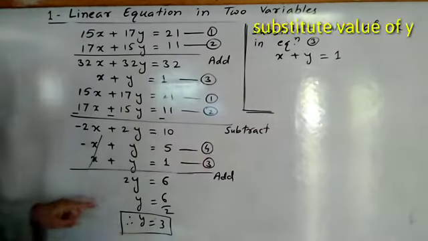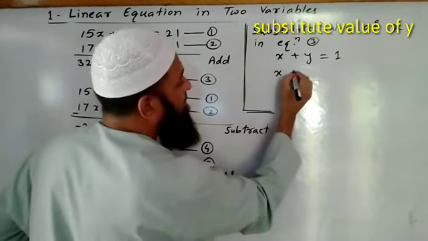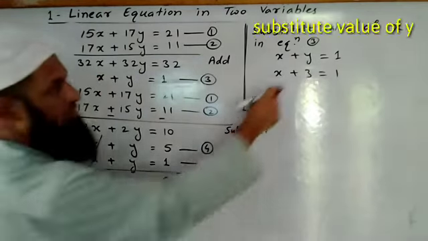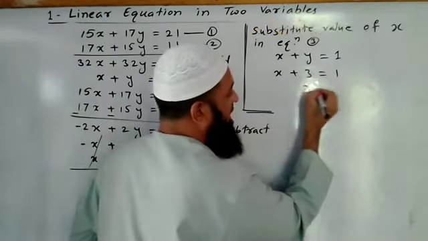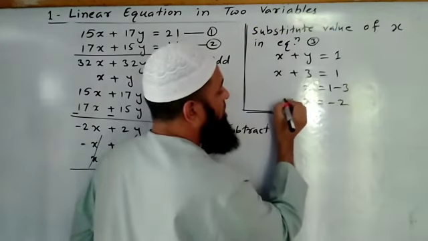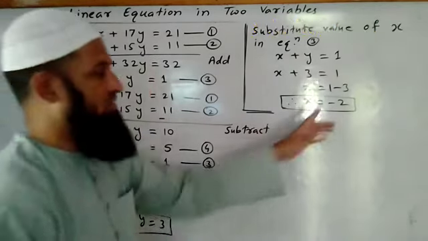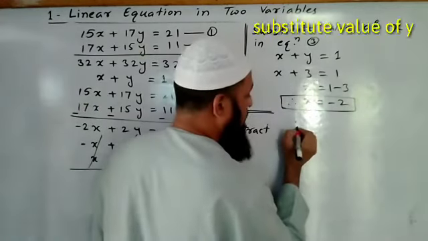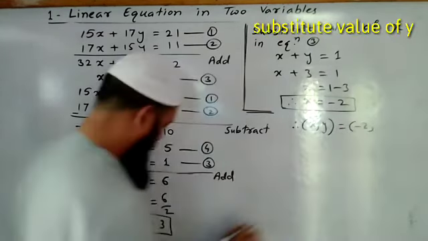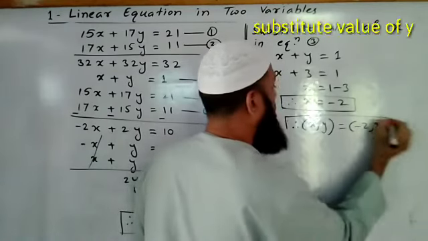Now here I will substitute the value of y. Value of y is 3. So I will substitute here x plus 3 is equal to 1. 3 goes right, becomes minus. So x is equal to minus 2. Therefore we got the value of x also. So we got the value of y also, value of x also. So finally the solution is x comma y is nothing but minus 2 comma 3. This is the final solution.